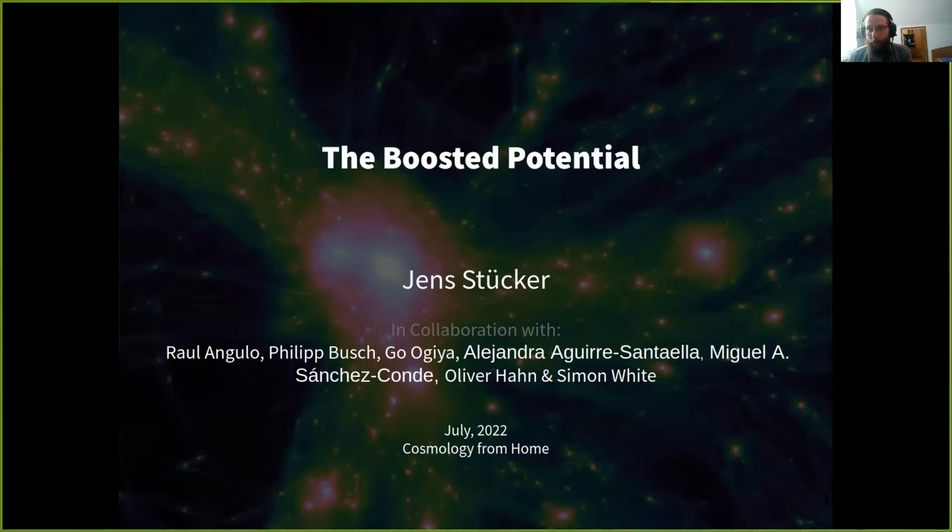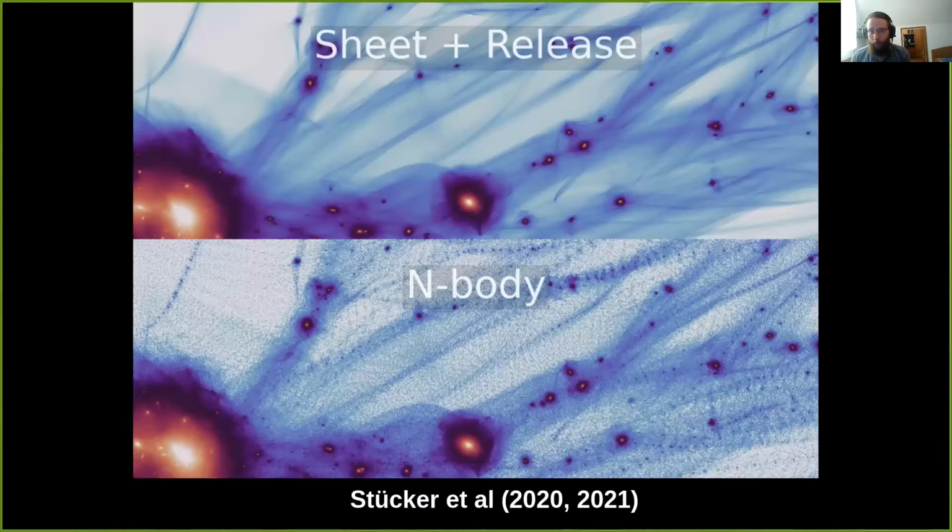I call this idea the boosted potential. We first came up with it when we were having problems with the halo finding in warm dark matter simulations. A warm dark matter simulation is one where you put a suppressed power spectrum at small scales, which then leads the universe to form less small scale structures.